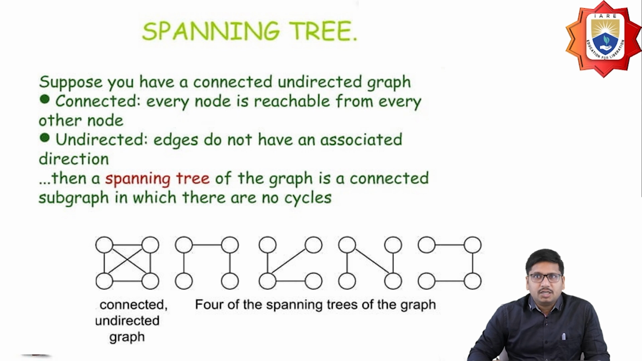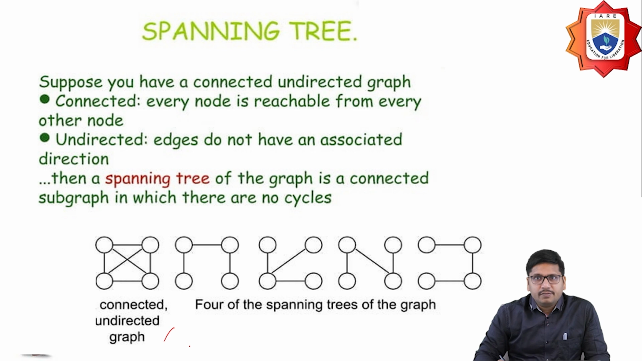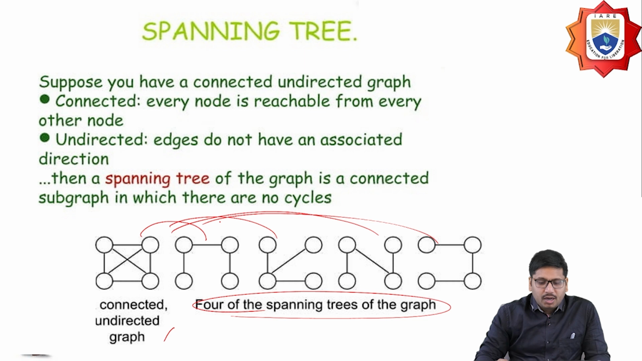Then the spanning tree of the graph is a connected subgraph in which there are no cycles. This is the connected undirected graph, and these are the different possibilities of spanning trees that can be obtained from this graph. Here we have to visit all the vertices in the graph exactly once, without repeating. That should be the minimum spanning tree.